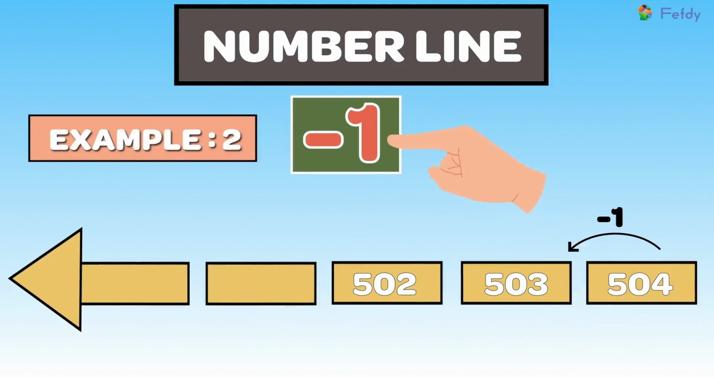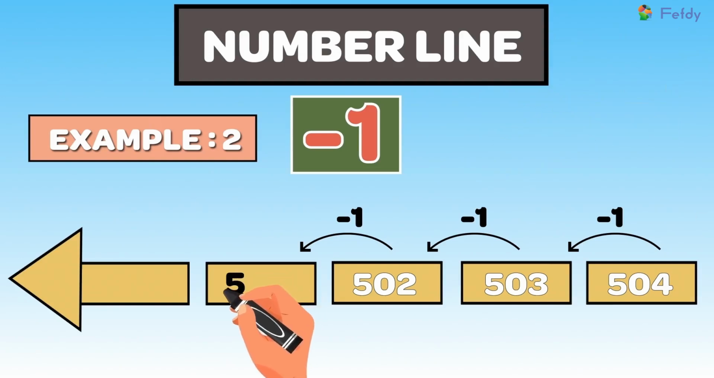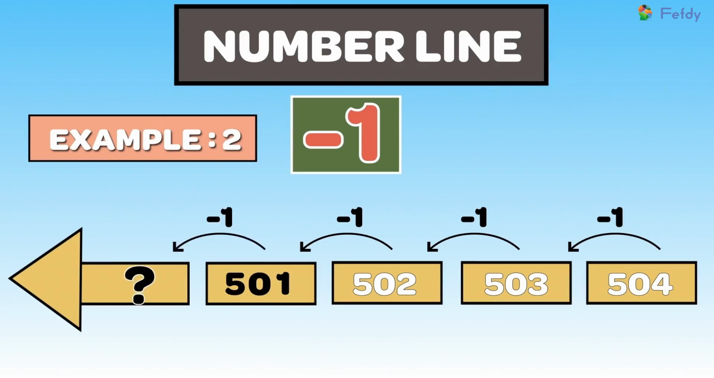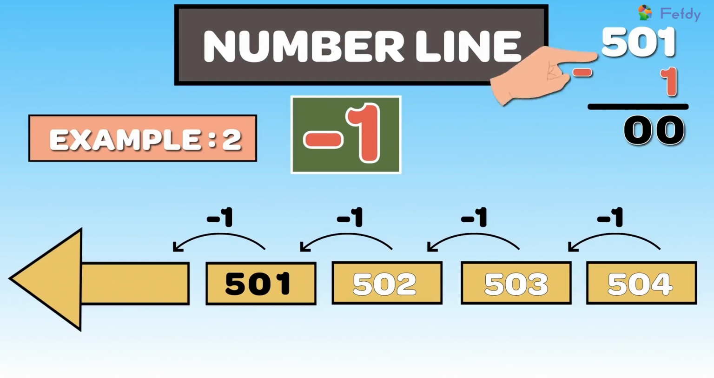503 minus 1, 502. 502 minus 1, what comes next? 502 minus 1, 2 minus 1 equal to 1. So it is 501. 501 minus 1, what comes next? 1 minus 1 is equal to 0.